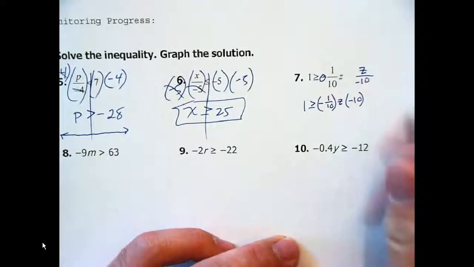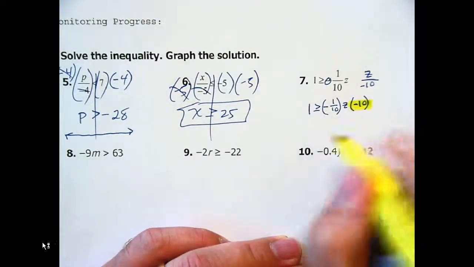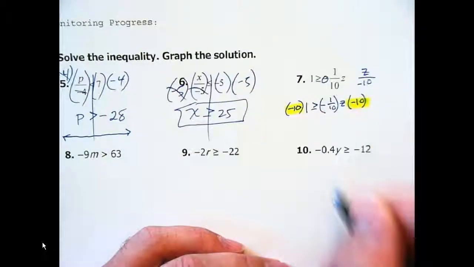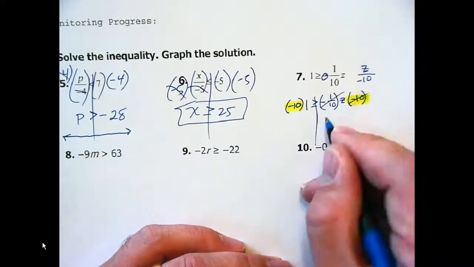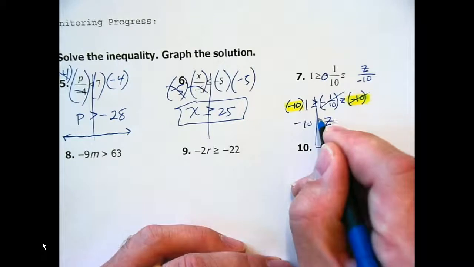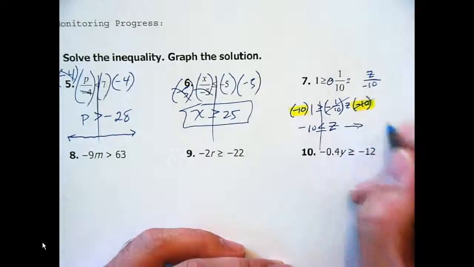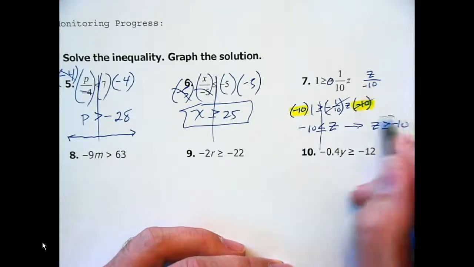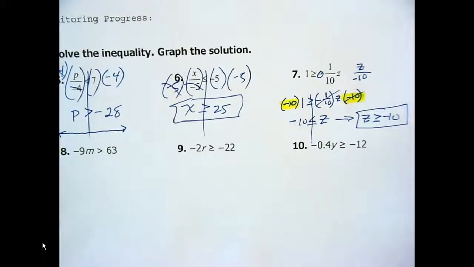To get rid of negative 1/10, you multiply by negative 10. So if I multiply this side by negative 10, then on this side, I'd also have to multiply by that same negative 10. Okay, so these pieces cancel. If I have 10 times 1/10, that's 10. And then this gives me negative 10. The sign flips because we multiplied by a negative. And then if you want to rewrite it, you could call it z is greater than or equal to negative 10. Cool? All right.